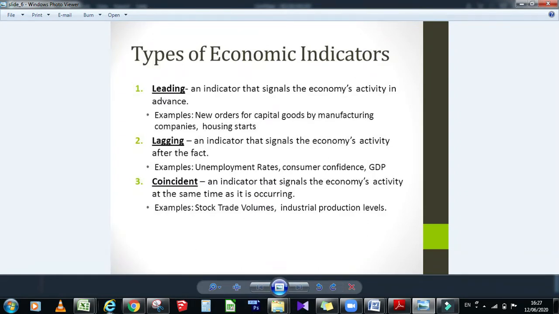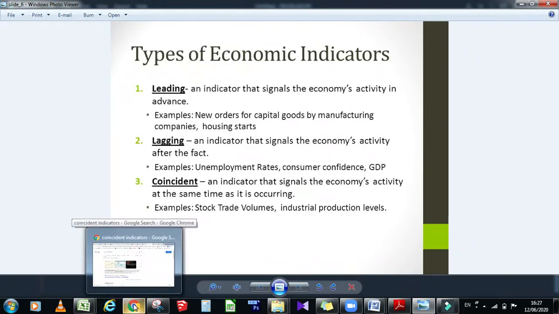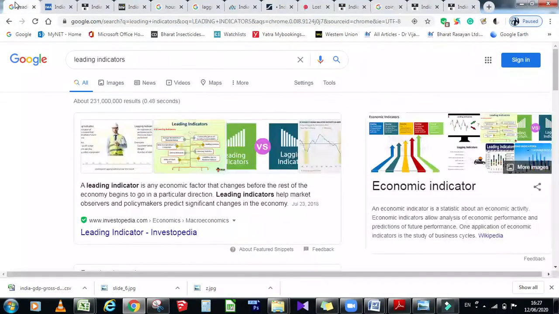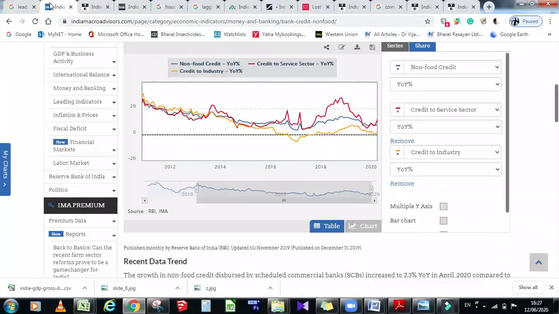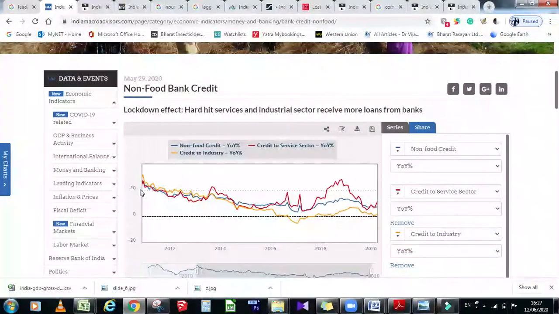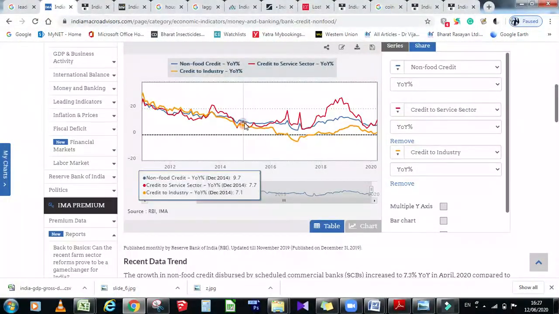So let's get into the websites where you can get all this information. First of all, we will go to leading indicators. Once again, it's an economic factor that changes before the rest of the economy begins to grow in a particular direction. And the first type of leading indicator is bank credit. Bank credit means the credit the banks are providing to people like me and to corporates. The higher the credit the banks are releasing, the more confident they are that they can get the money back.